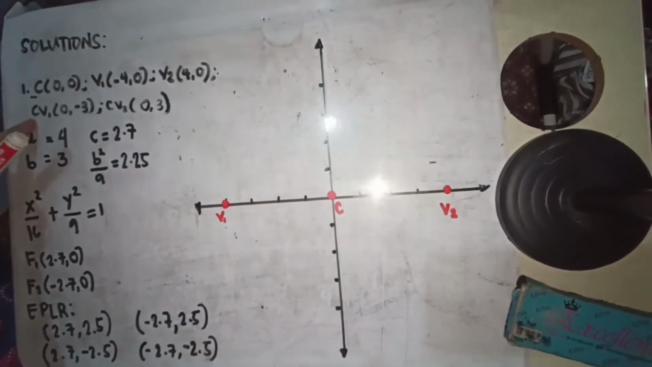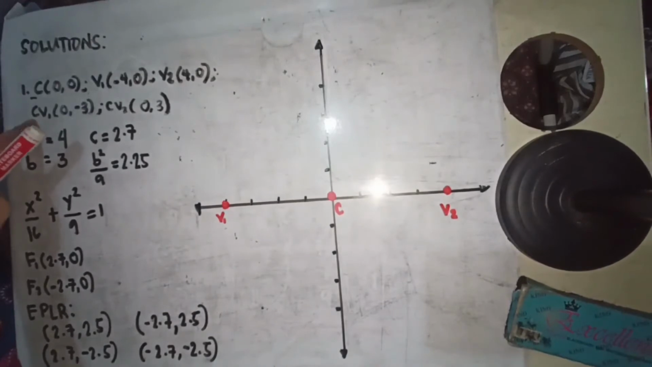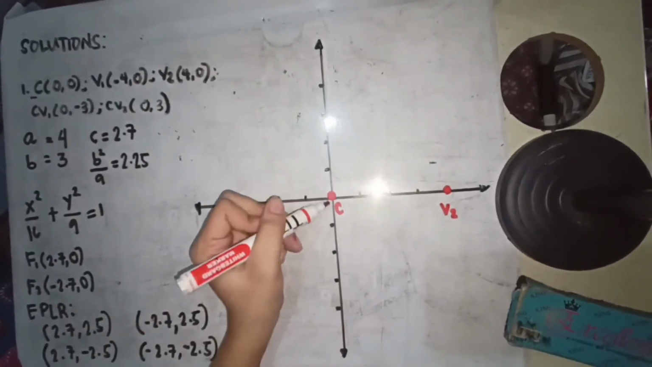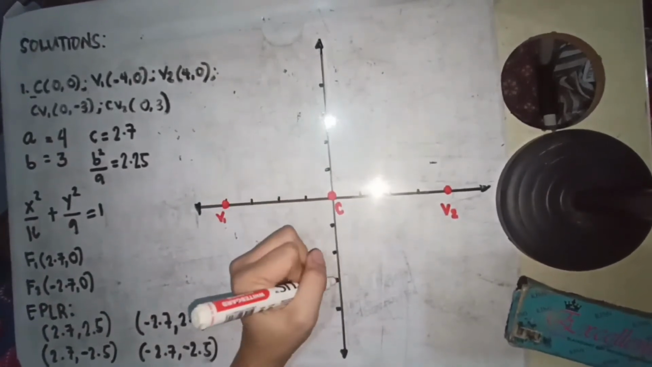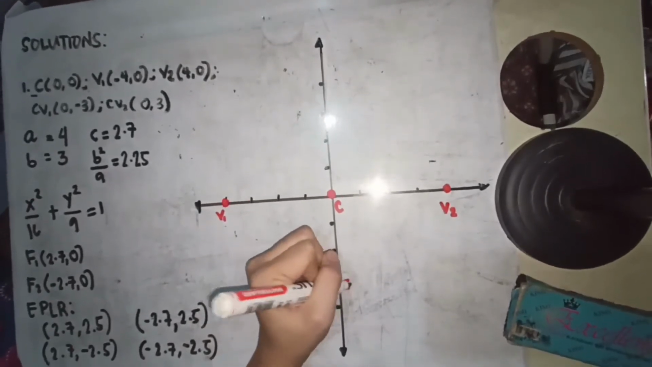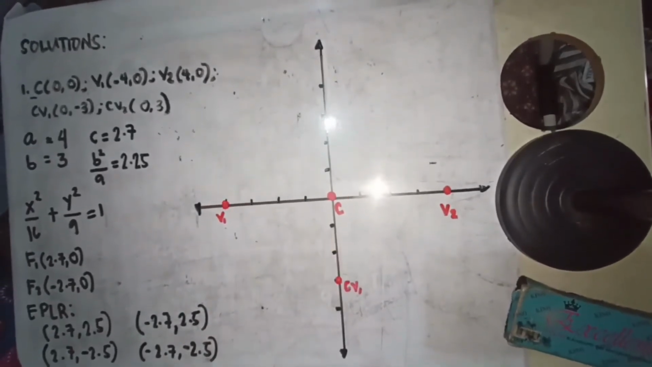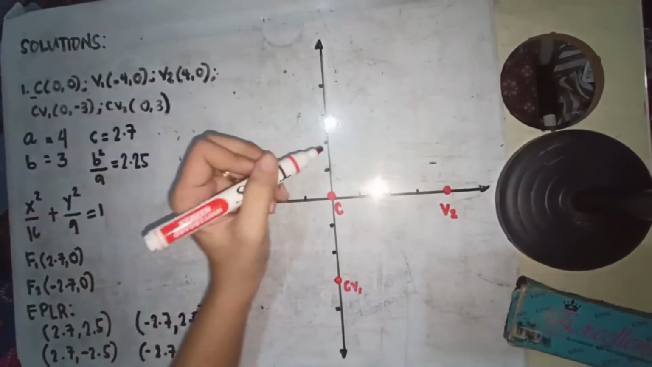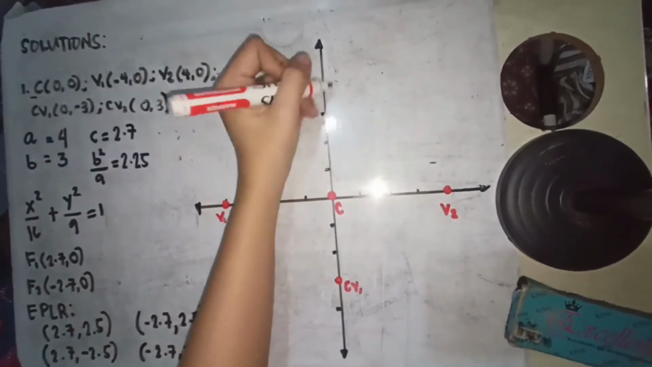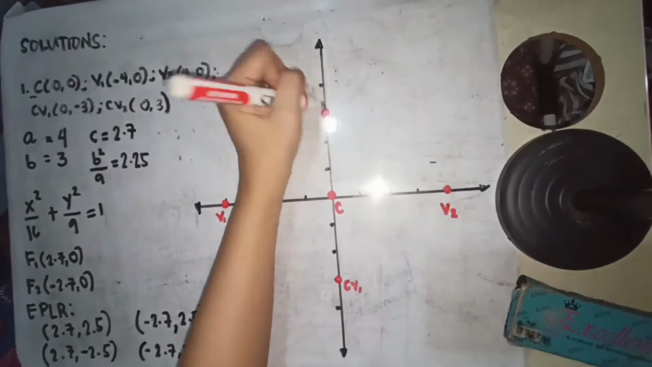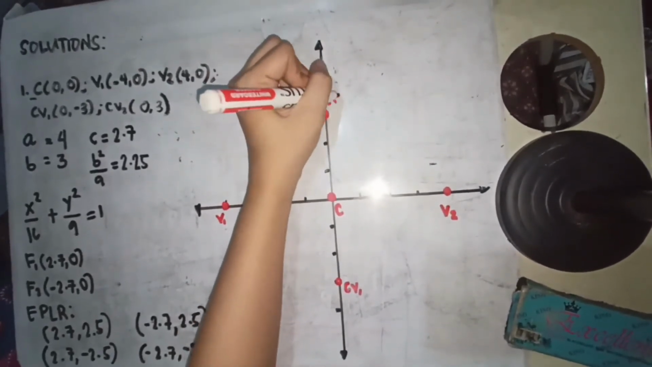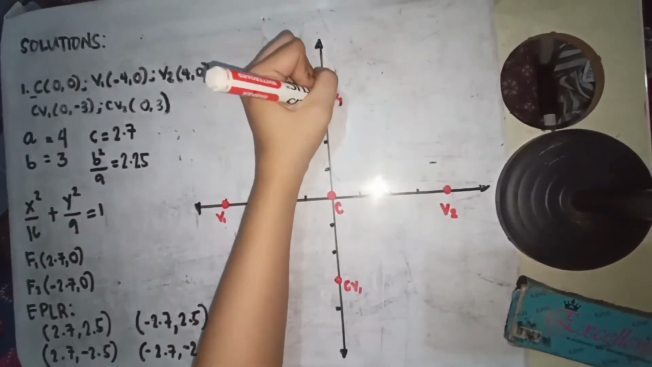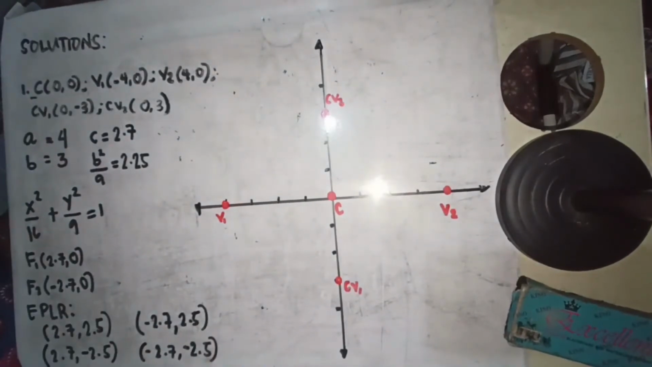Next, we have our co-vertex, which is 0 and negative 3. So going down, we have 1, 2, 3. This will be CV sub 1. We also have CV sub 2, that is 0 and positive 3: 1, 2, 3. This is our CV sub 2.